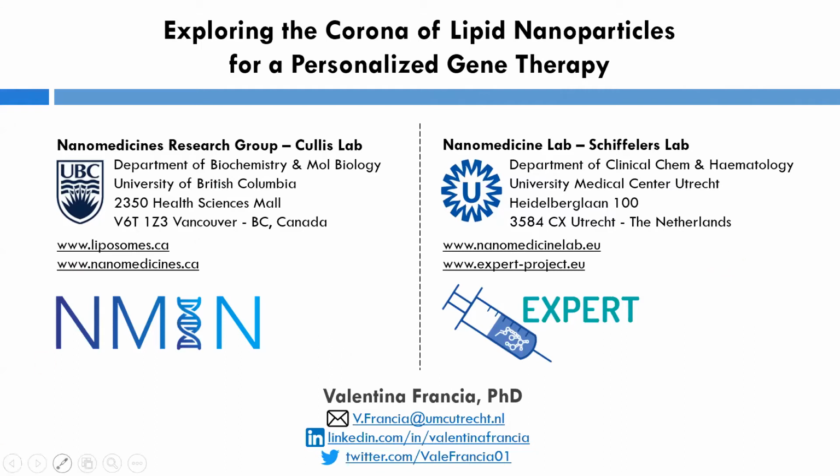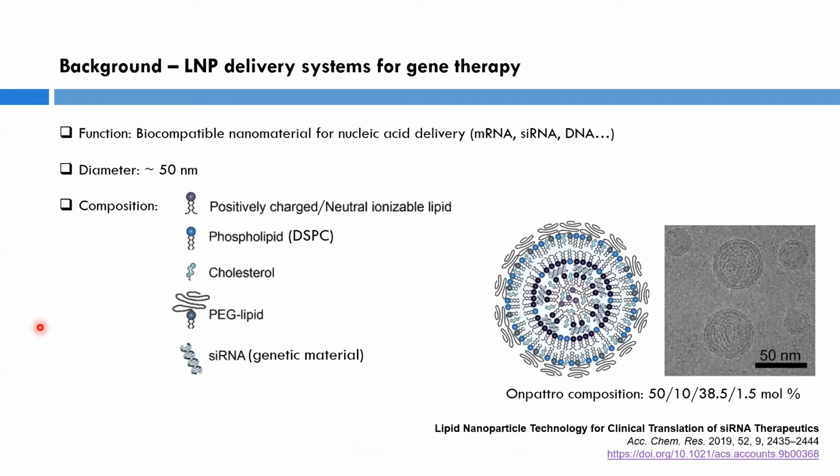My research is focused on studying the corona of LNPs. And I know that I don't have to introduce LNPs in this context. So I will just say that I use as a model nanoparticle Onpattro, which has a composition as follows. We have an ionizable cationic lipid, a phospholipid, cholesterol, and a PEG lipid, which are able to encapsulate siRNA.